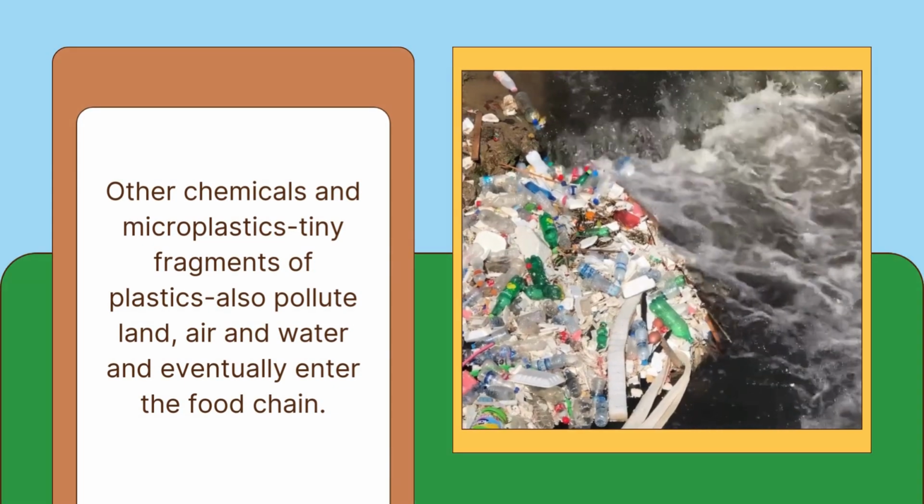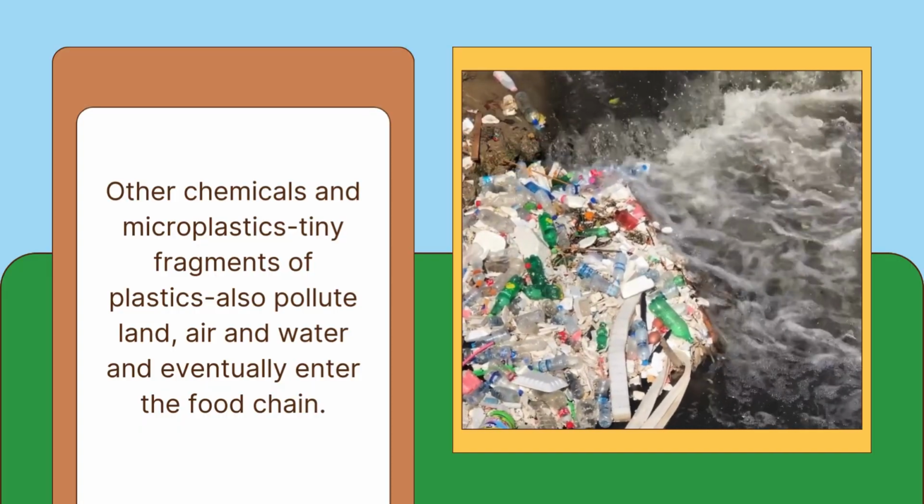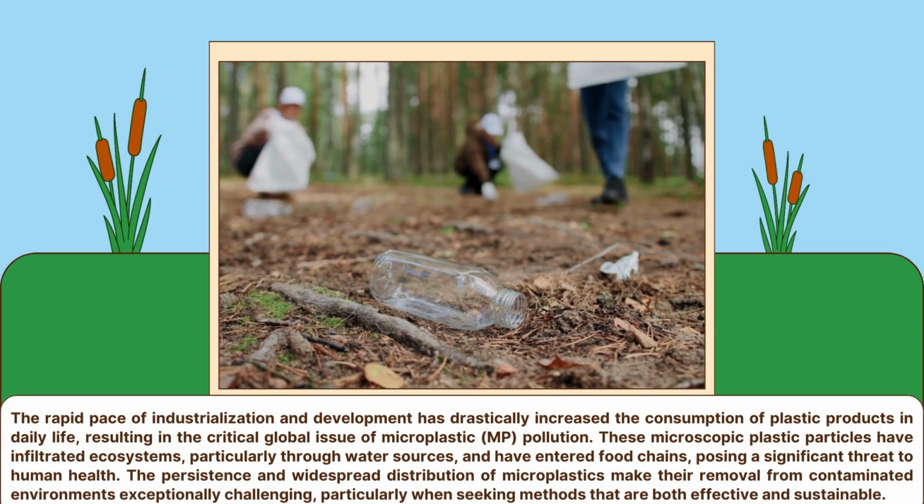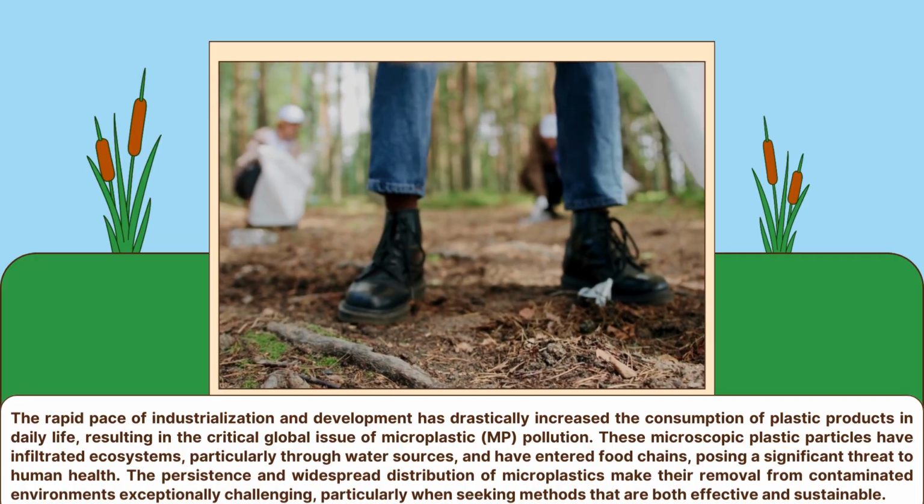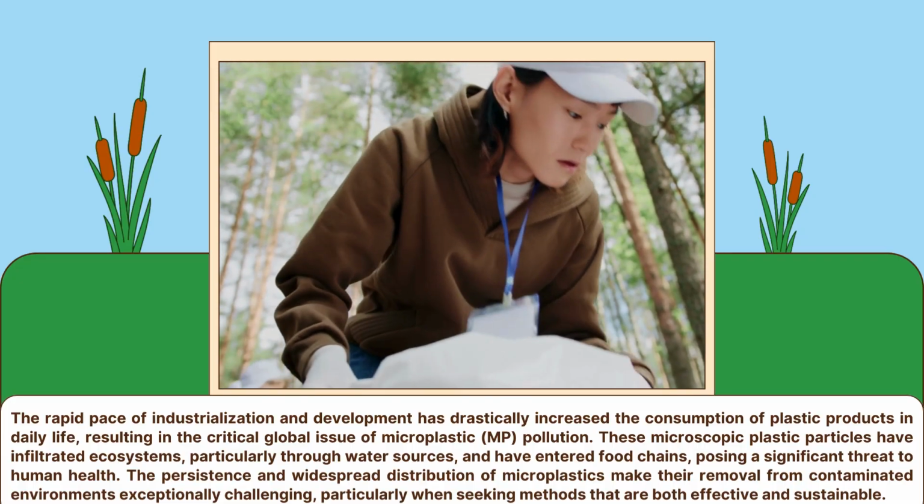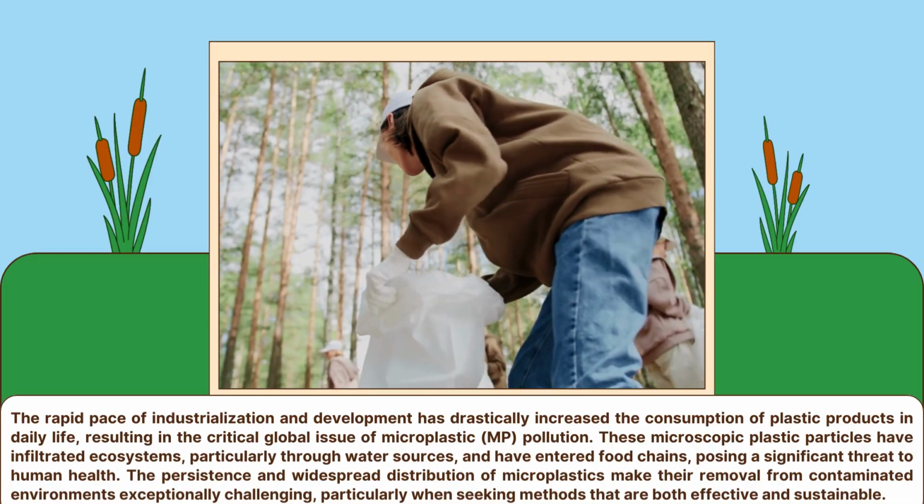Other chemicals and microplastics, tiny fragments of plastics, also pollute land, air and water and eventually enter the food chain. The rapid pace of industrialization and development has drastically increased the consumption of plastic products in daily life, resulting in the critical global issue of microplastic pollution. These microscopic plastic particles have infiltrated ecosystems, particularly through water sources, and have entered food chains, posing a significant threat to human health. The persistence and widespread distribution of microplastics make their removal from contaminated environments exceptionally challenging.